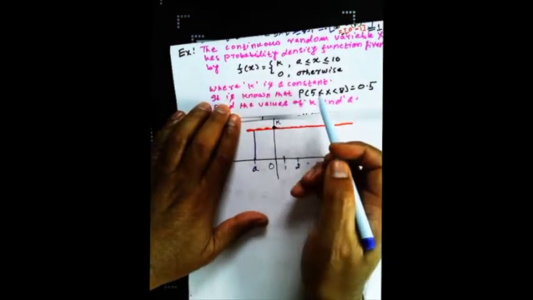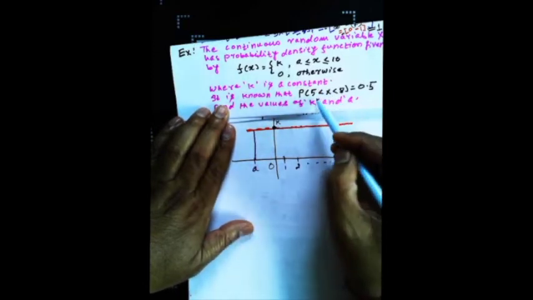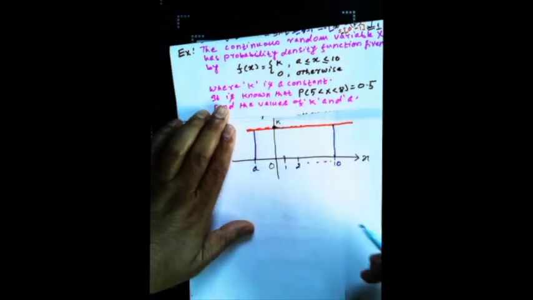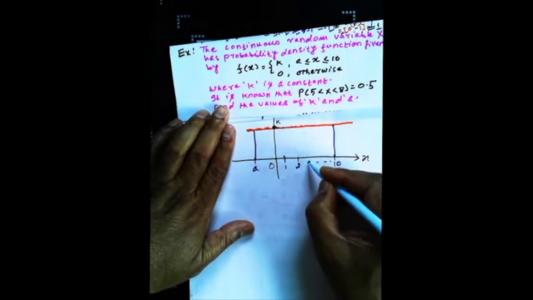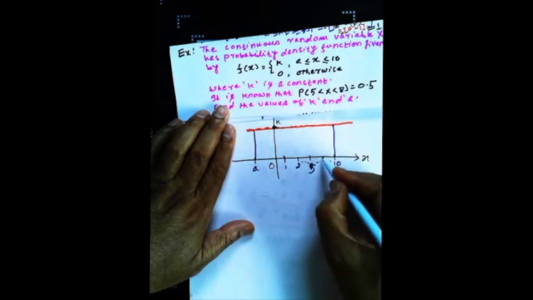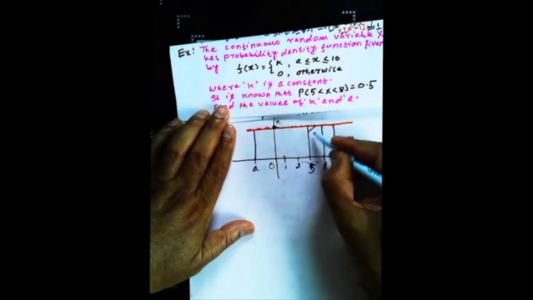You can see, it says that k is a constant, and it is known that the probability of 5 less than x less than 8 is 0.5. Then we have to search for 5 and 8 in our graph. So say here is 5, and then 6, 7, 8 here. Although the figure is not to scale, you can understand it.